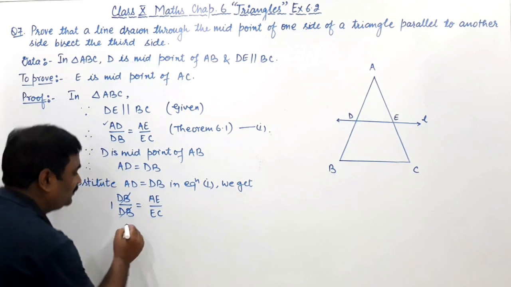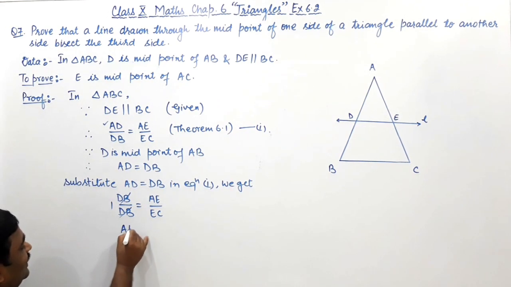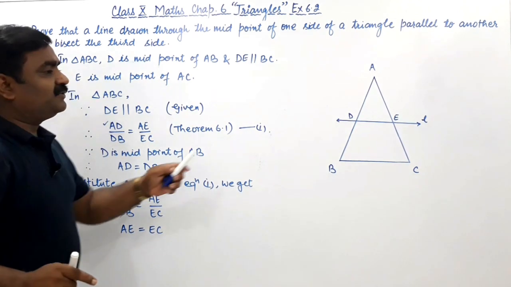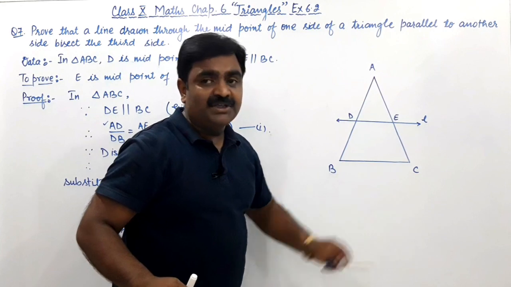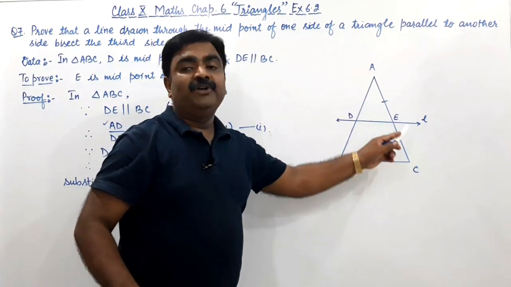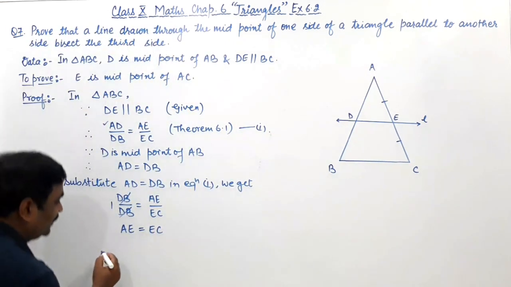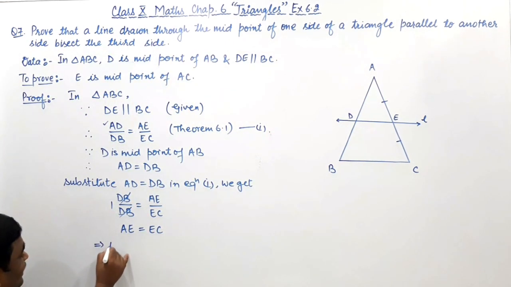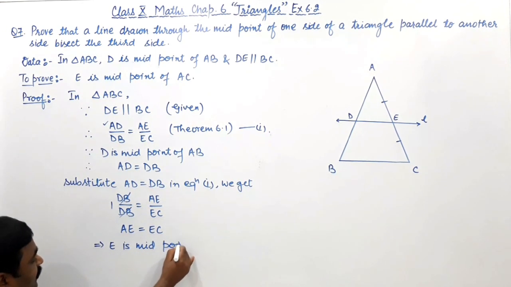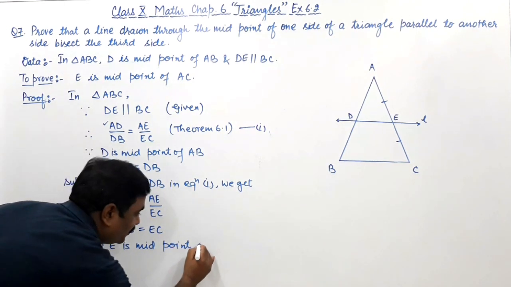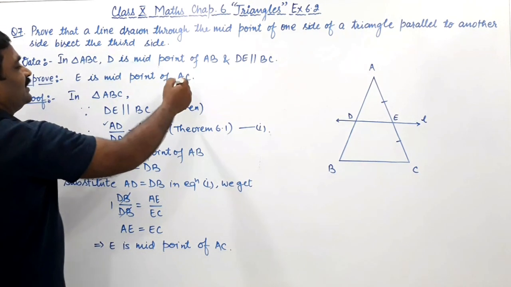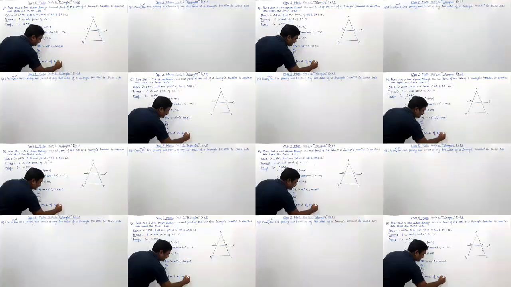Now cross multiply, what will you get? You will get that AE is equal to EC. As you are getting AE equal to EC, therefore you can say that E is the midpoint of AC, and this is our aim to prove, right?